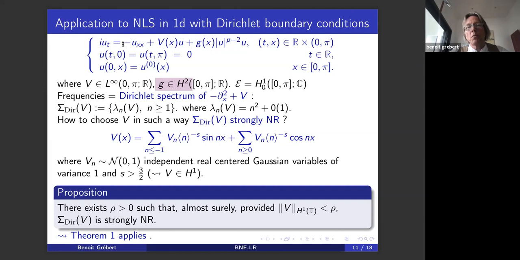So the frequencies for this problem are the frequencies of the linear part, of this Sturm-Liouville operator. So it's the Dirichlet spectrum of the Sturm-Liouville operator, minus the second derivative with respect to x plus V. This spectrum is very well studied, and we know that the sequence lambda n of V, for n at least 1, has the asymptotics n squared plus O(1). So now the problem is how we can choose V in such a way that the Dirichlet spectrum is strongly non-resonant, in the sense of the definition I gave you some minutes ago.